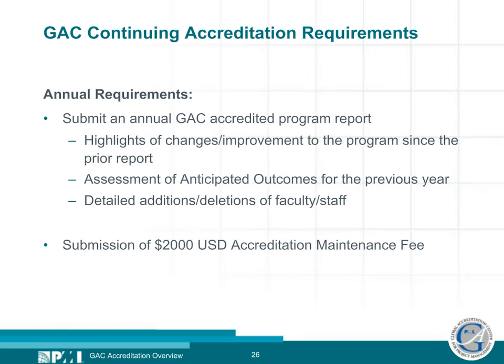Once a program is accredited, it has ongoing continuing accreditation responsibilities, which includes the payment of the $2,000 USD annual accreditation maintenance fee, as well as submission of an annual report. The annual report to the GAC notes any changes or improvements in the accredited program, such as additions or deletions of courses, faculty or staff within the program, number of enrolled students, and number of graduates for the current year. It also gathers important data on the program to give the GAC a holistic view of its accredited programs.